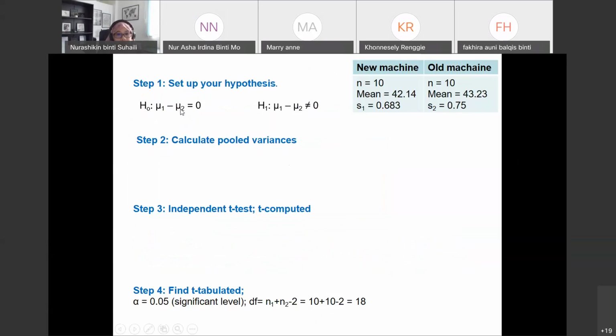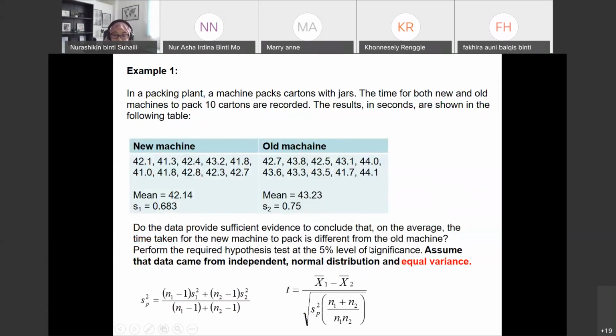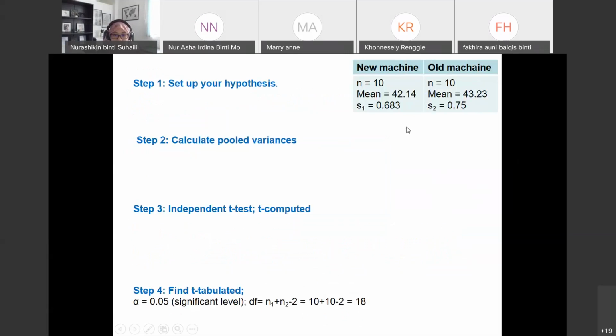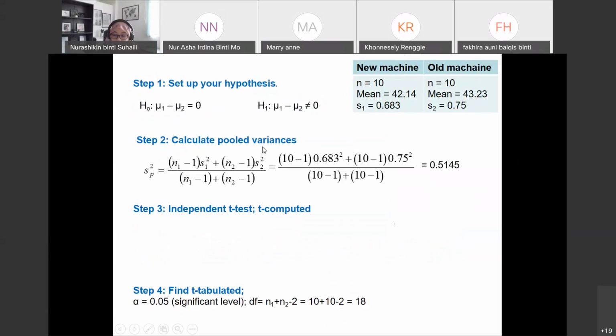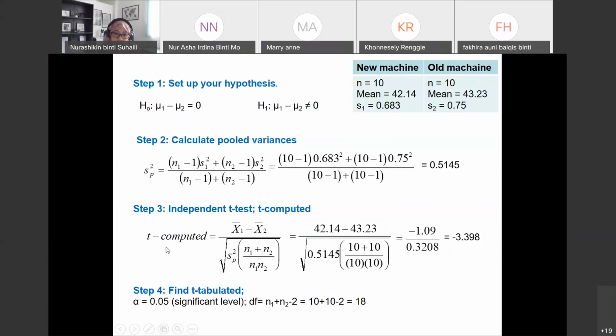The second step is alpha is given, right? Okay, 5% level. You have to mention somewhere, alpha is 0.05, but here I didn't mention it. The next step is to calculate the pooled variance SP squared based on this formula. Substitute the values given, you get 0.5145. The next one is to compute the T. You use this expression and substitute SP squared into this. You get minus 3.398.